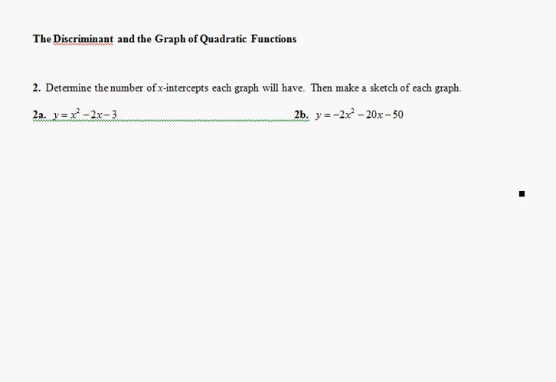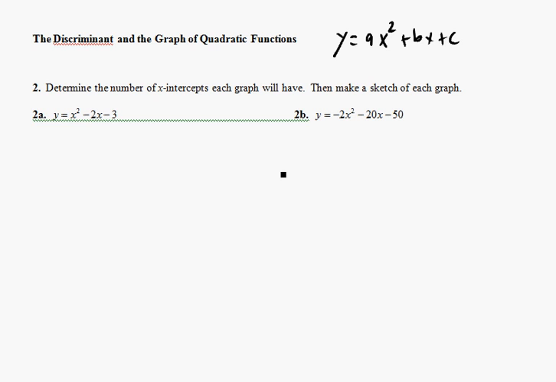The discriminant and the graph of quadratic functions. Determine the number of x-intercepts each graph will have. Then make a sketch of each graph. The equations we've been given are quadratic functions. We can see that from the x squared. And each of them is in what we call standard form, which looks like y equals ax squared plus bx plus c.